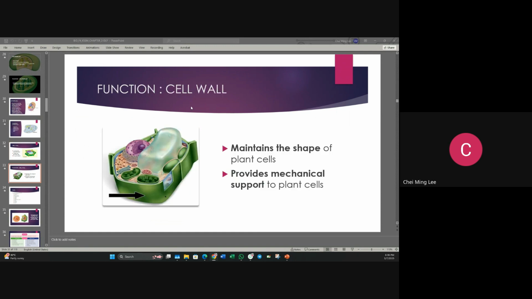Okay, next. So what's the function? It is to maintain the shape of the plant cell and provide mechanical support to the plant cell. Because it has a vacuole, right? Normally plants need a lot of water. So when too much water goes in, the cell wall will maintain the shape so that it won't burst. If it's an animal cell, too much water goes in, it will burst because it doesn't have a cell wall. Okay? All right.